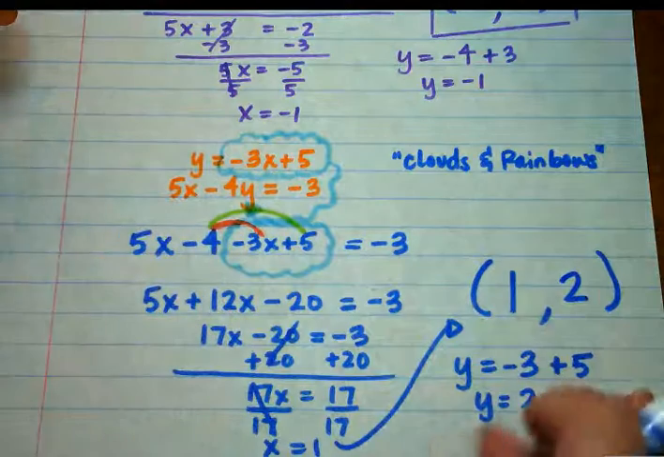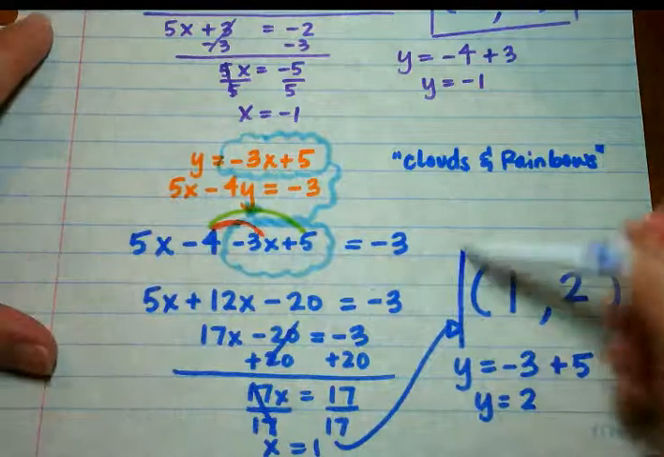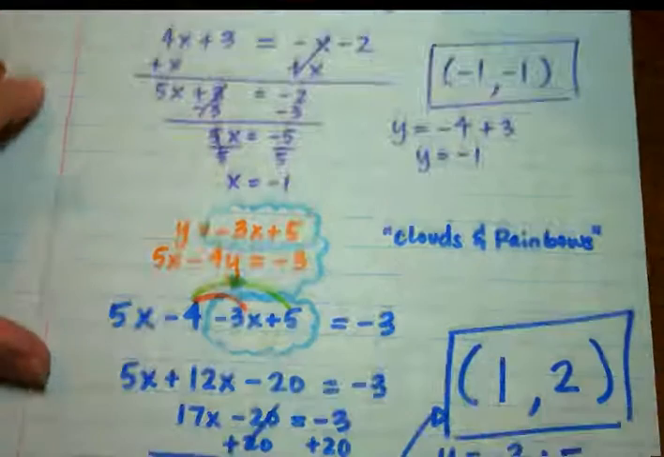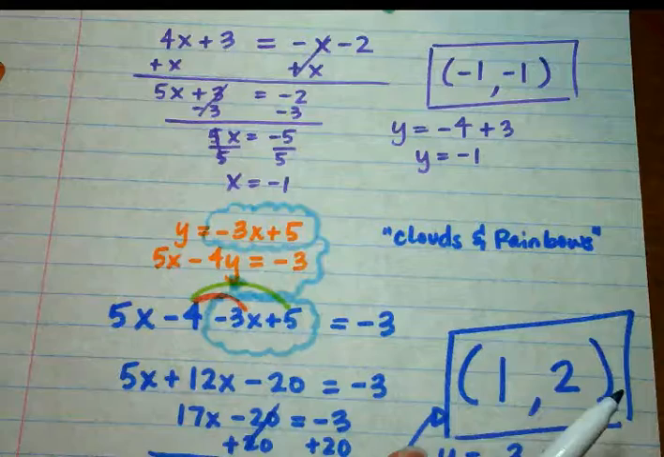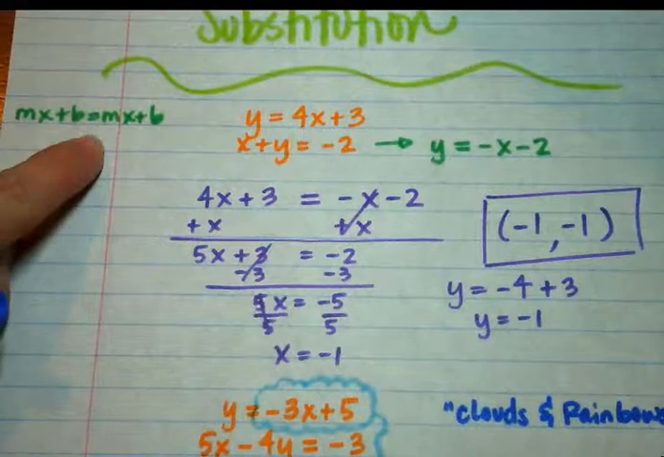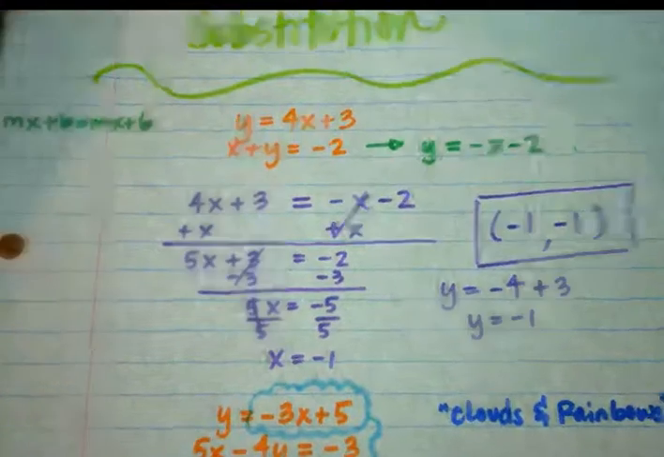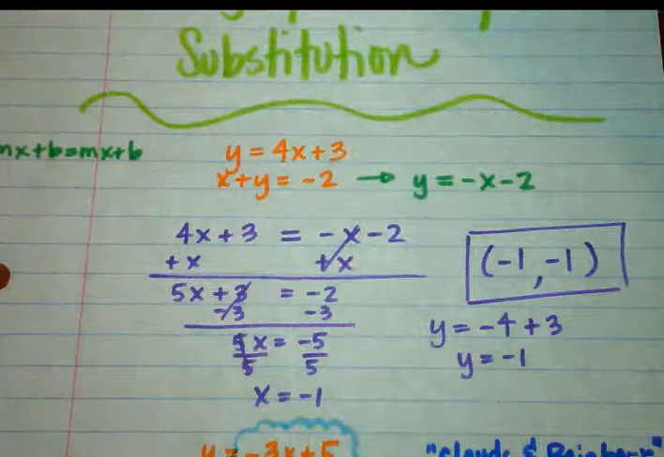That tells me that these two lines are going to meet at that point, and that's what I like to call clouds and rainbows. Both of these two ways, either mx plus b equaling mx plus b, or the clouds and rainbows, are under the heading of substitution.